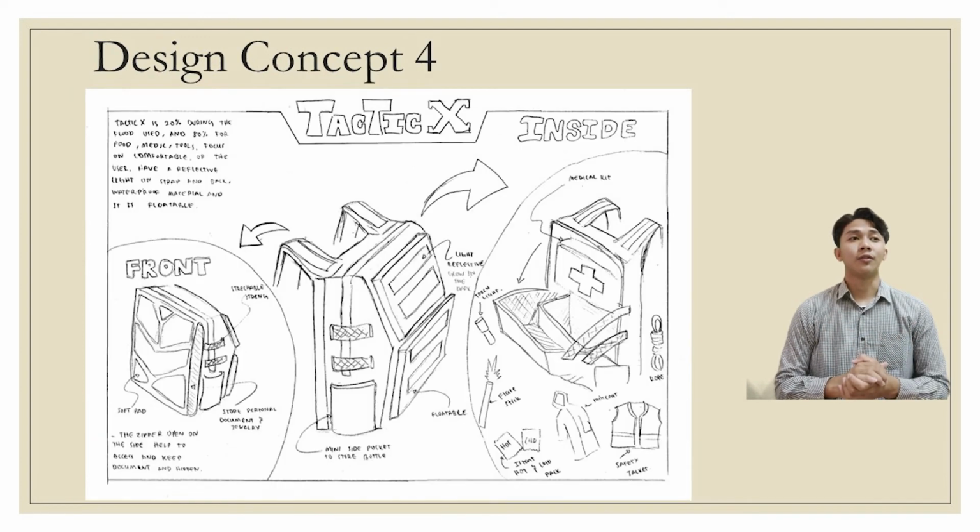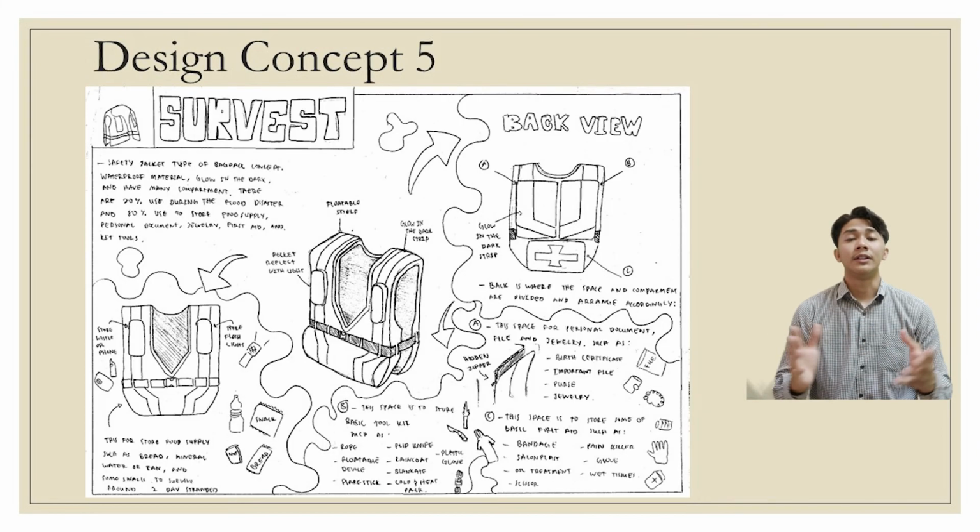Now for design concept 4, named Tactic X. It's like a tactical backpack, but it is mainly used for flood disaster, and it's a simple bag with a pocket left and right to store some bottles. The bag uses a hidden zipper to avoid any unnecessary water getting inside the bag. Design concept 5 is Surf Vest. Like its name, it's like a safety vest, but it is a backpack. It has a buckle to adjust, 2 pockets left and right, and reflective light to help people notice us.